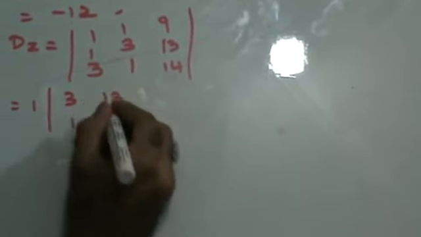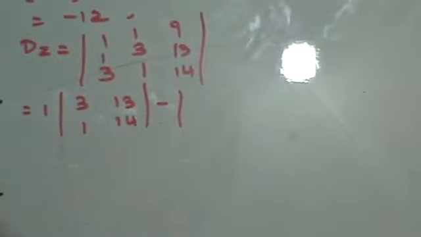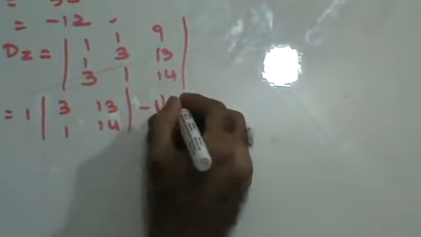Then you find out dz. How do I find out dz? In your determinant d, substitute the z coefficients with the right hand side. So in that case, this will be 1, 1, 3, 1, 3, 1 and 9, 13, 14. Right? So in that case, this will be the first element of the first row. So this will be 3, 1, 13, 14. Second element of the first row, minus 1. Wait, I'll just write this again.